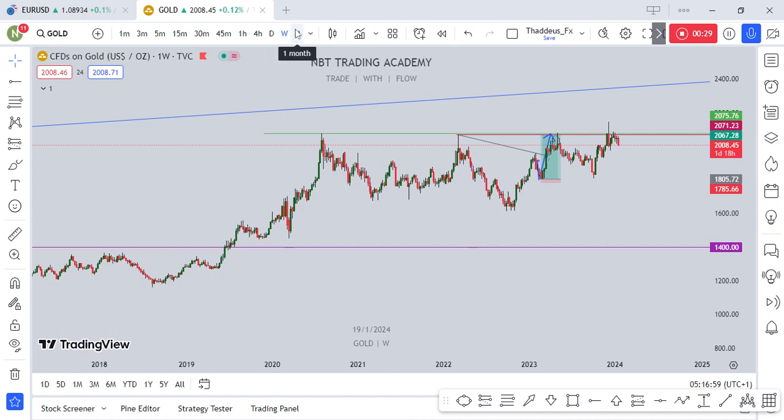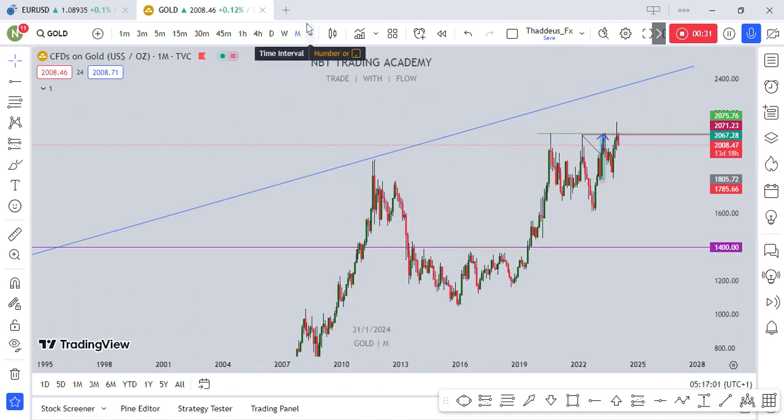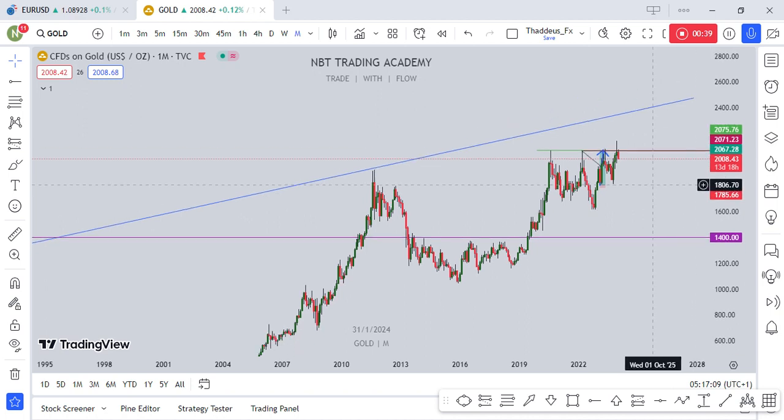Basically, we're going to be going in a monthly time frame to have an overview of what the market has been doing lately. And from what we can see, the market has given us a very good range over the past 2 years. The market has been ranging over a particular zone, and we just need to map out the support and resistance on that zone.